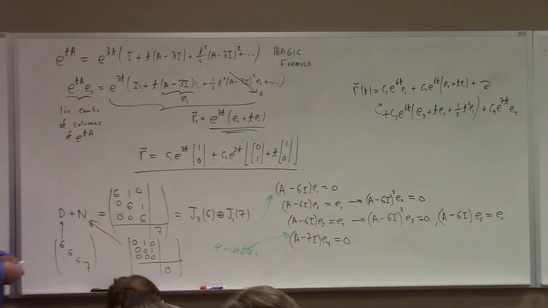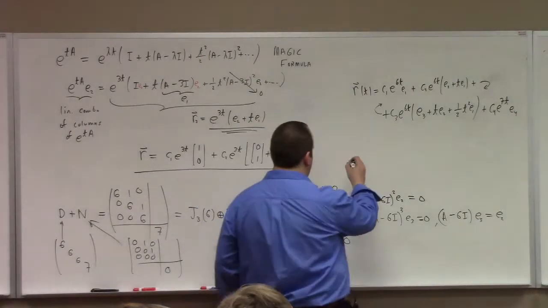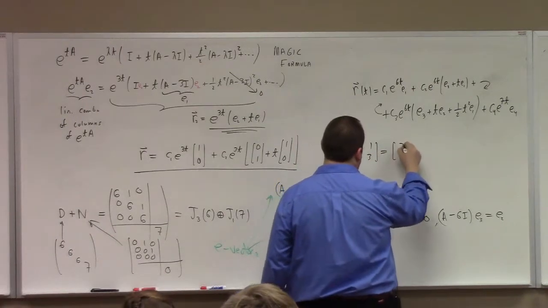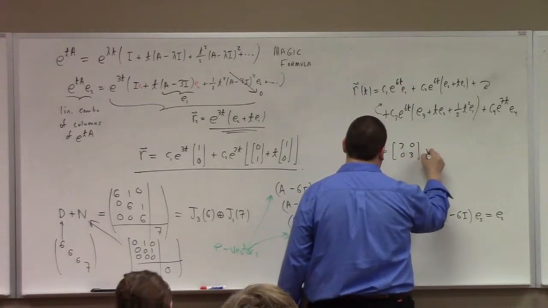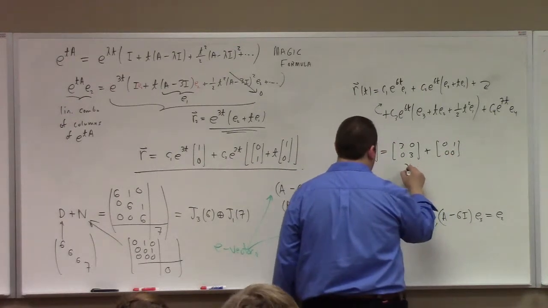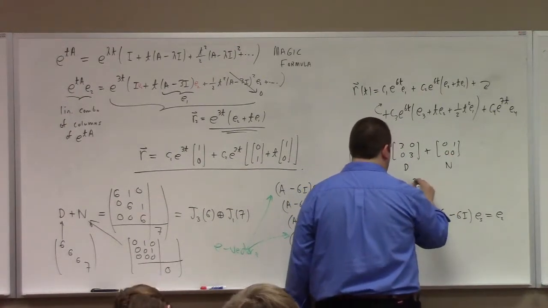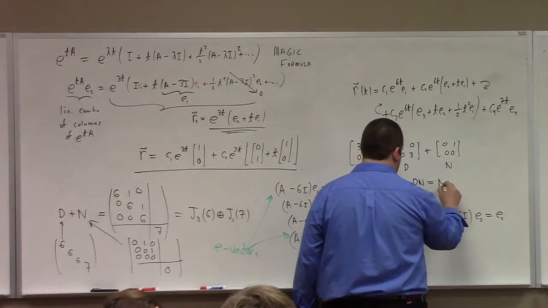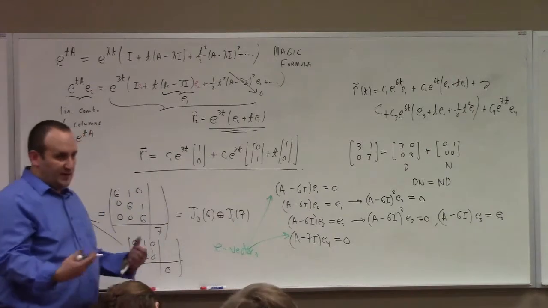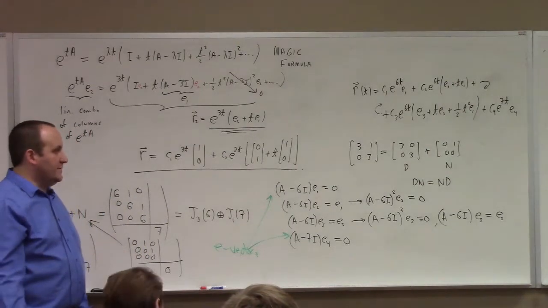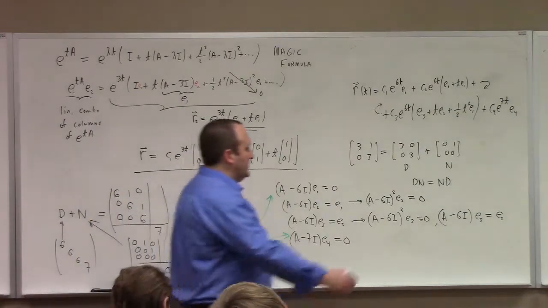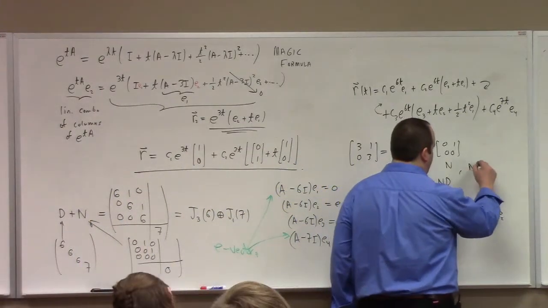For the 2 by 2 we did earlier, this one, 3, 1, 0, 3, that's equal to 3, 0, 0, 3 plus 0, 1, 0, 0. So this is the D part and this is the N part. And you can check it out, but D times N is always going to be equal to N times D, so they commute. And there's always some power that when you raise N to it, it's 0. It's nilpotent. So like here, N squared is 0, right?